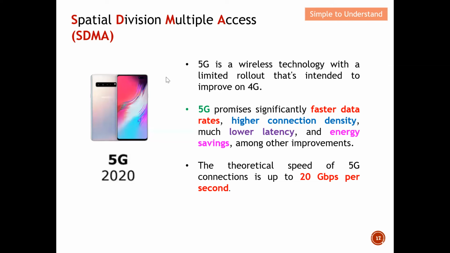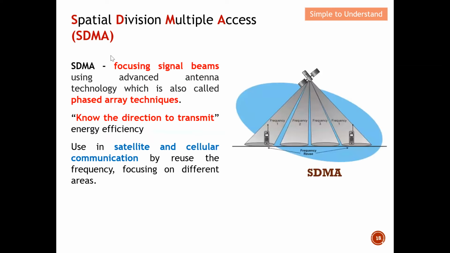So how does 5G actually come into this spatial division multiple access? Let me share this now. What is this spatial division multiple access? Basically, they focus several signal beams using advanced antenna technology, which is also called phased array technology. Imagine this is a satellite. They use technologies like, for example, phased array. They beam all the different beams to serve different users. This technology is mainly used in satellite and cellular, and cellular is basically 5G. On 5G, they steer the beam to serve a particular user. With this, they can reuse the frequency, focusing on different areas.